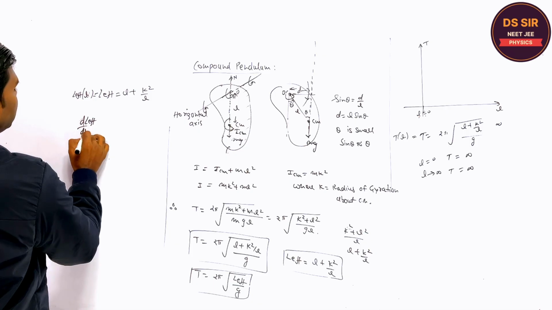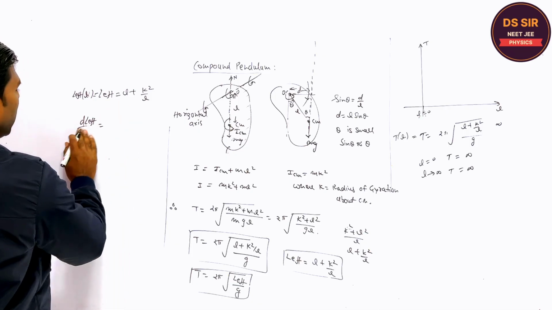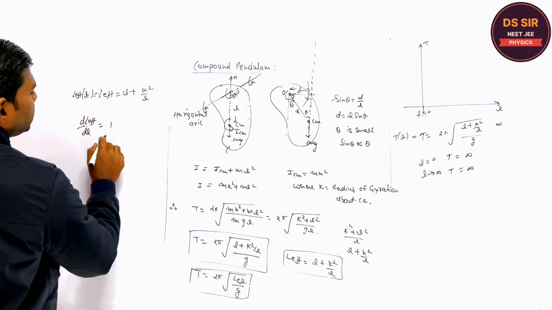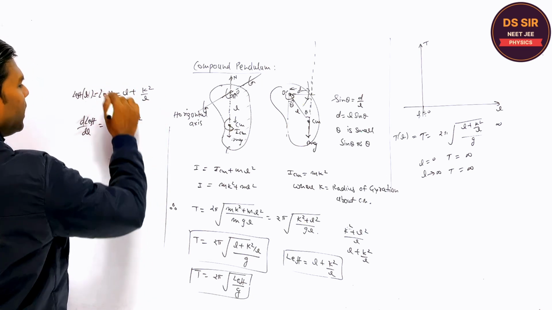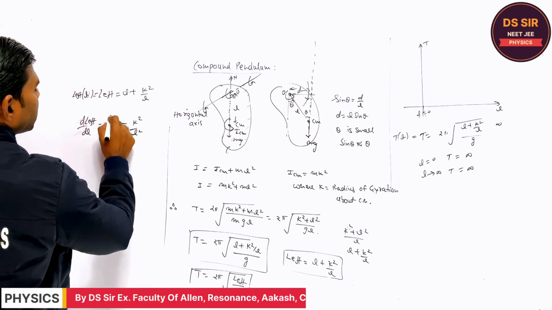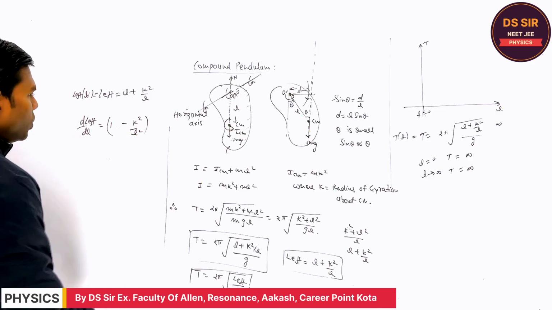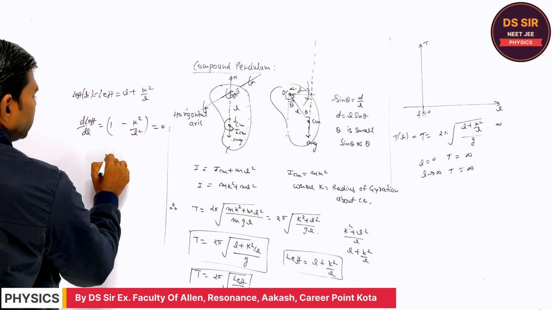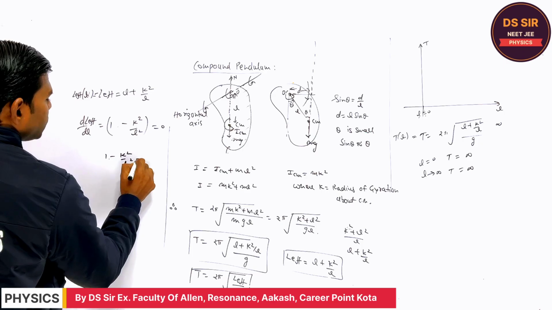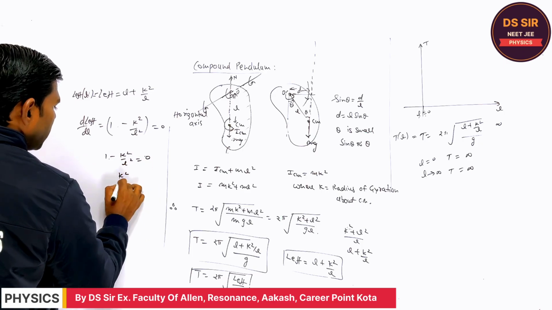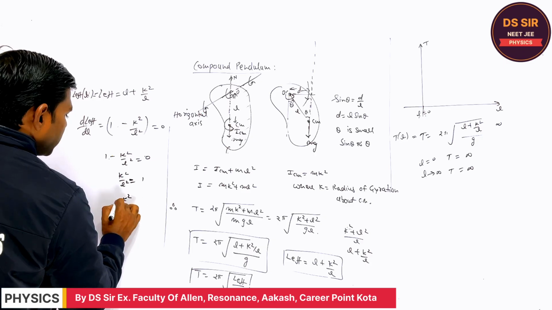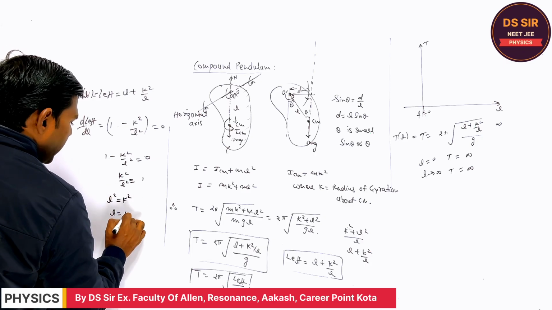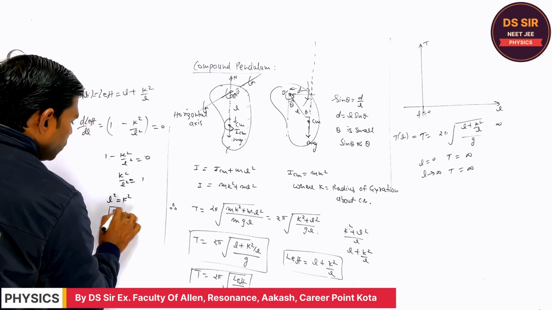If you differentiate this with respect to L, its differentiation is 1 plus K square times the differentiation of 1 upon L, which is minus 1 upon L square. Is it clear or not? So put it equal to 0: 1 minus K square upon L square is equal to 0. So K square upon L square is equal to 1, K square is equal to L square, K is equal to L, or L is equal to K.